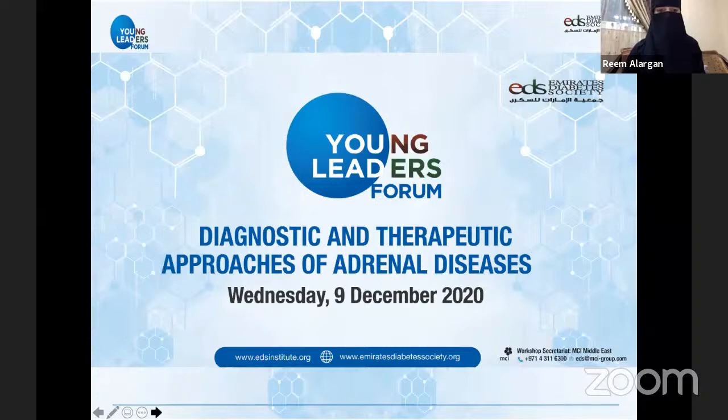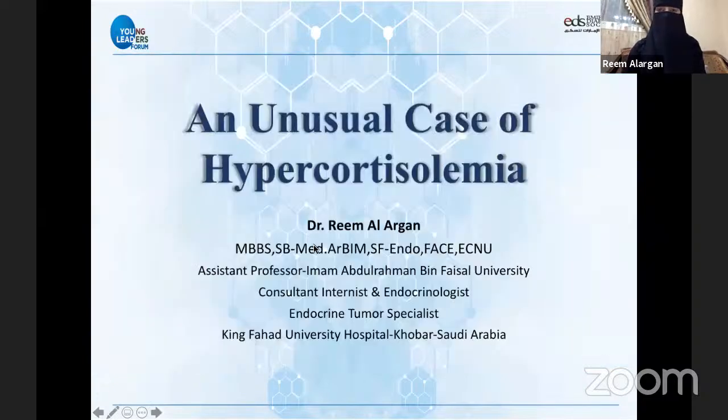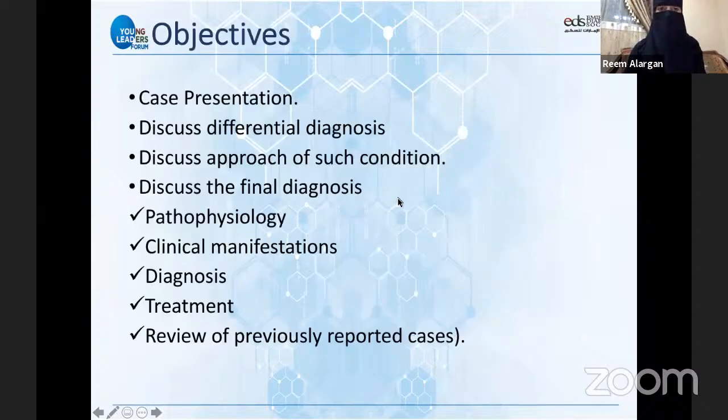So I'll be presenting a case in relation to the theme of tonight, which is the diagnostic and therapeutic approach of adrenal diseases. Our case will be about a patient who presented with an unusual cause of hypercortisolemia. We'll go over the case presentation initially, and then we'll discuss the differential diagnosis, the approach to such a condition, and how we reached the final diagnosis. And then we'll give an overview of the final diagnosis in relation to its pathophysiology, clinical manifestations, diagnosis, treatment, and review of previously reported cases.